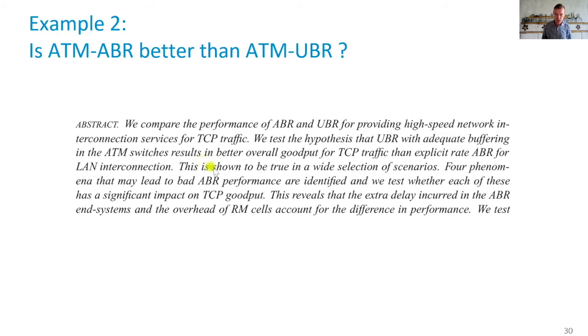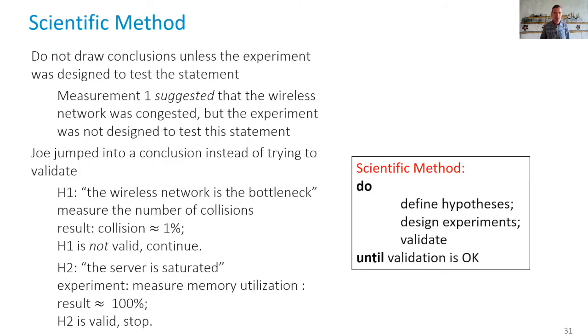So here they showed this to be true in a wide selection of scenarios, and they identified reasons that might lead to the bad performance of the ABR technology, and they tested each of them. And this reveals what? Well, only one of them is very important, or two of them: the extra delay due to ABR systems and the overhead of whatever feature of ABR or the ARM cells here is done. What do I mean by this?